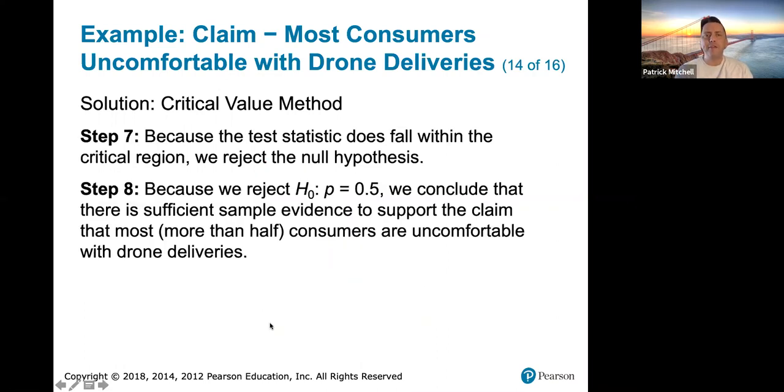Because the test statistic does fall within the critical region, we reject the null hypothesis. And we have the same conclusion that we had when we did it with the p-value method. Again, you do not need to use both of these methods in any given problem. Just choose one or the other. In the homework, I believe they will specify which one they want you to use.